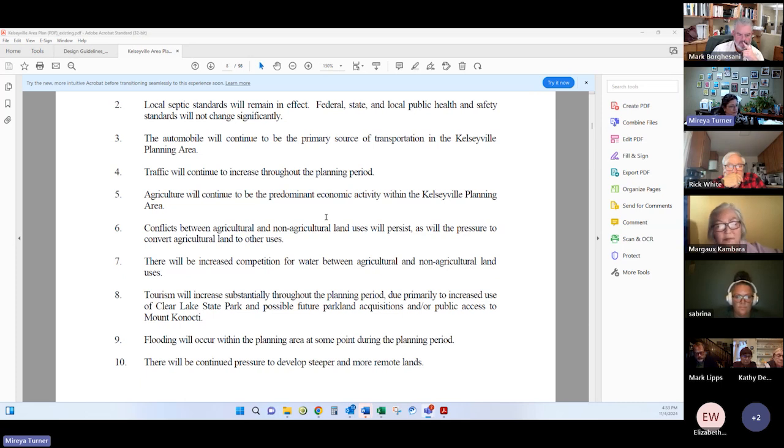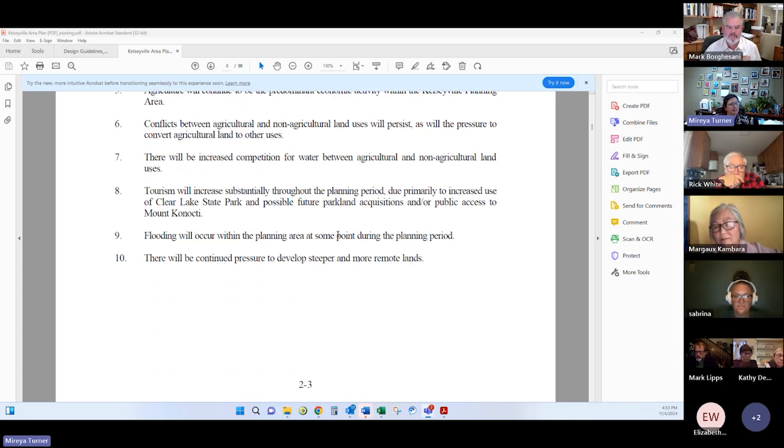Tourism will increase substantially, due primarily to increased use of Clear Lake State Park and possible future parklands. Do we still think that's an assumption? I want it to be an assumption. I want it to happen. So what are we talking about? Commercial businesses wanting to acquire state parks or county parks to expand? No, we're talking about tourism being a draw during this planning period or increasing.